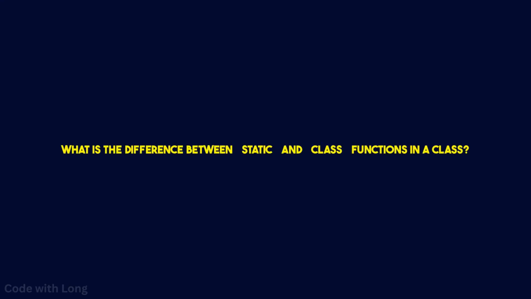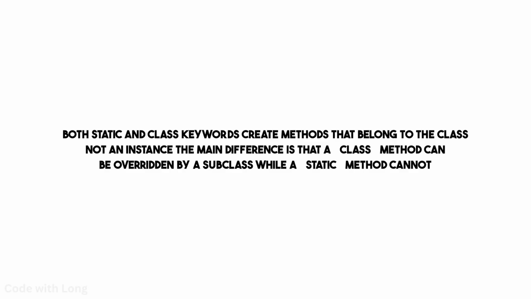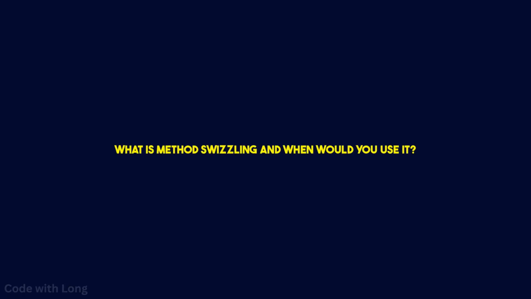What is the difference between static and class functions in a class? Both static and class keywords create methods that belong to the class, not an instance. The main difference is that a class method can be overridden by a subclass, while a static method cannot.